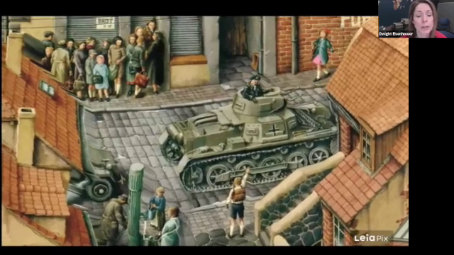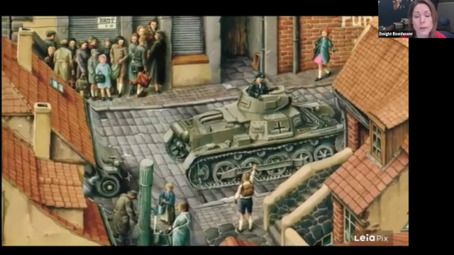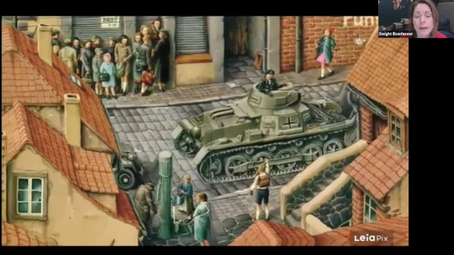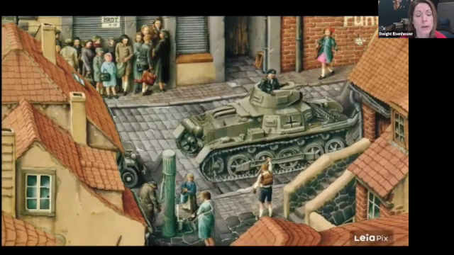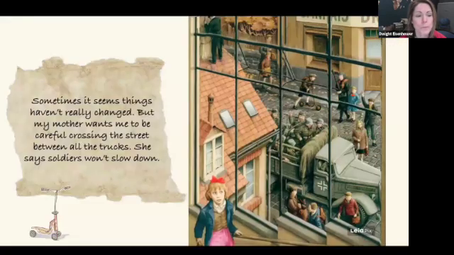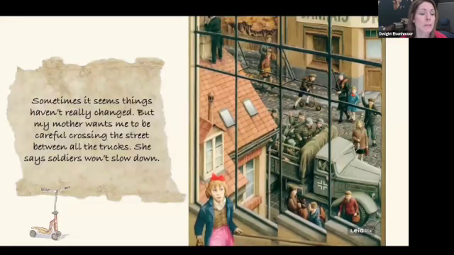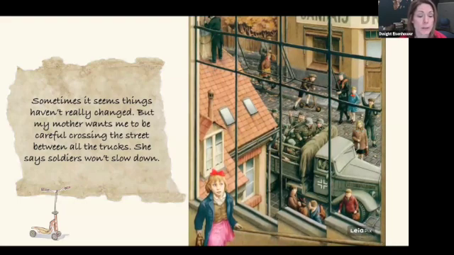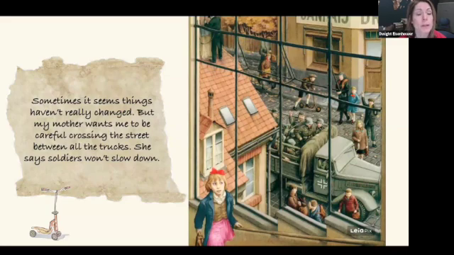Now the trucks follow each other under the school windows. They are full of soldiers we don't know, but they wink at us. They drive tanks that make sparks on the cobblestones. They are so noisy and smell like diesel fuel. They hurt my ears, and I have to hold my nose when they pass by. Sometimes it seems things haven't really changed, but my mother warns me to be careful crossing the street between all the trucks. She says soldiers won't slow down.